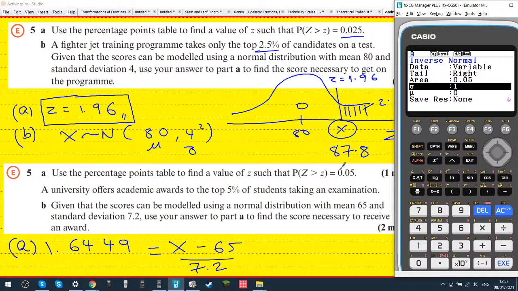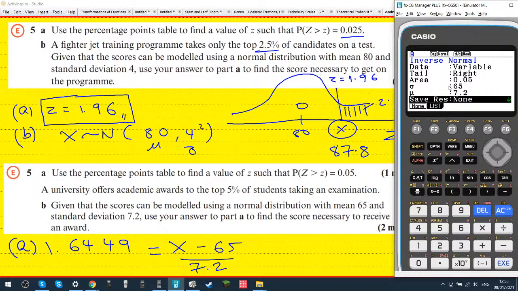Let me try to cheat. So this is greater than the top 5%, so 0.05. The tail is right, so it's greater than. Specifically, the mean is 65. Standard deviation is 7.2. Is that what you got? 114? For which one, sorry? For the one we just did? I don't think I got 114, no.